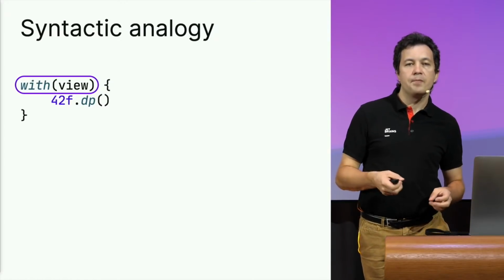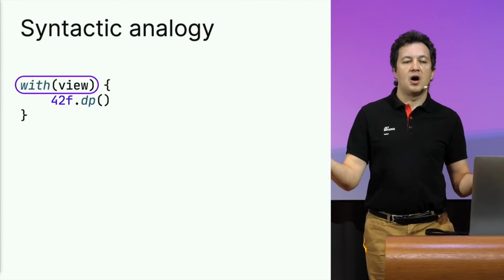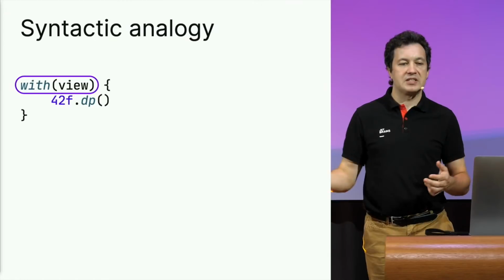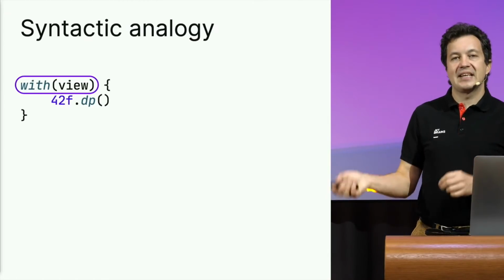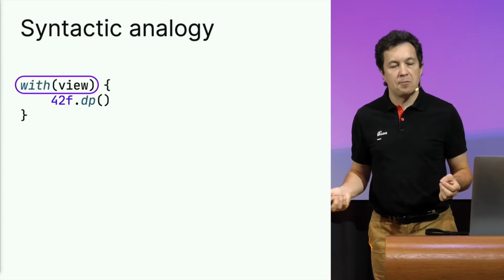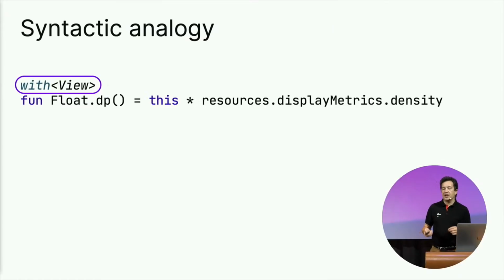When we write with view, in the curly braces, we now have an additional receiver, which is view, and we can use its extensions. So that would be our best syntactic analogy for multiple receivers in Kotlin. Taking this idea, we can devise a syntax looking like this, where you have a function that could be an extension function, and you add additional receivers by saying that it should be called with view and scope.